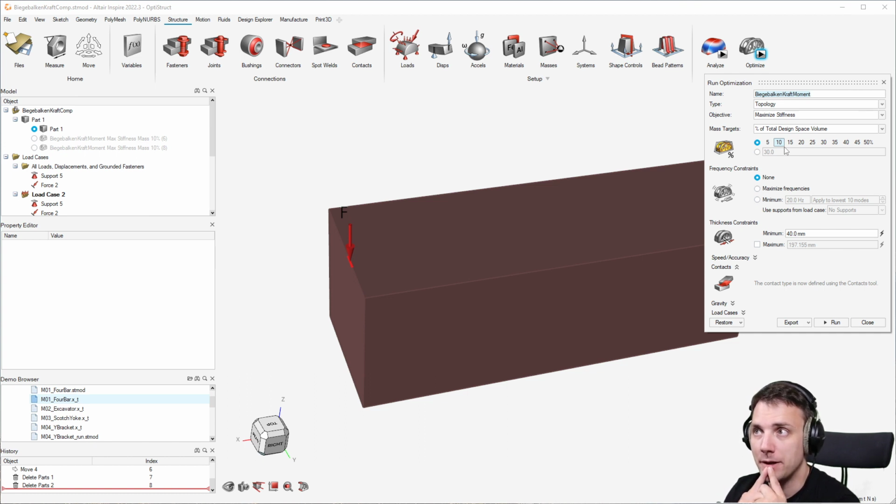So bear that in mind: if you have maximized stiffness optimizations going on, then the amount of force has no influence on the design proposal.